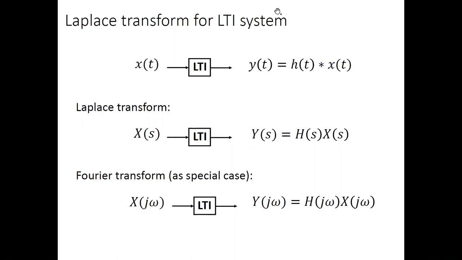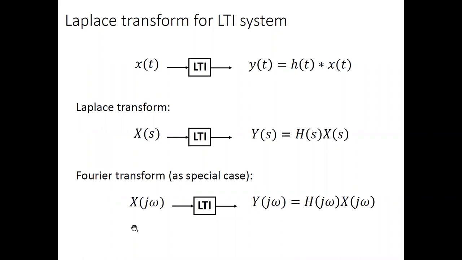Okay, let's resume the lecture. We've seen this figure before. We have a linear time invariant system, LTI system, in continuous time. Its input signal is x of t, output signal y of t equals the convolution of h of t and x of t, where h of t is the unit impulse response of the LTI system, which is the inherent property of the system itself.